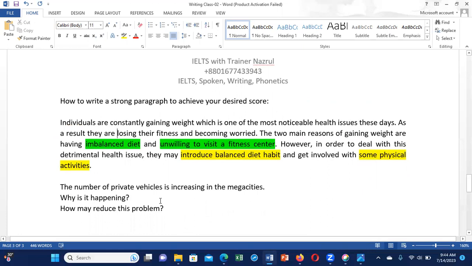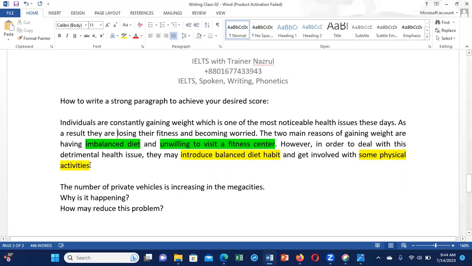All right, so it was an essay. Remember the question was like this: nowadays, people are gaining weight, and it is one of the most challenging health issues. What are the reasons behind this, and how can we solve it? It was the question.